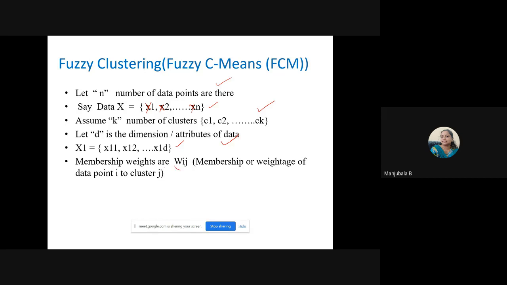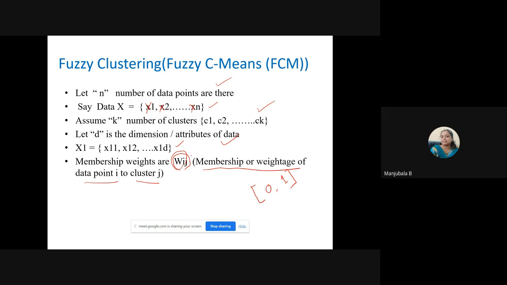Membership weights are Wij, the membership or weightage of data point i to cluster j. What is the membership in fuzzy clustering? In the interval 0 and 1 we are giving. Every point is having some membership with respect to every cluster. The maximum membership weight will determine which cluster the point belongs to.